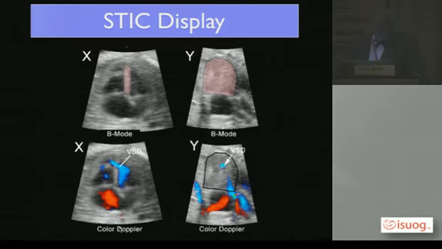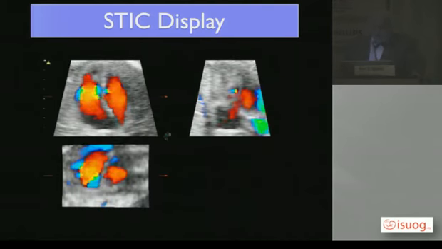Here's an example of a stick display. We have the 4-chamber view here, and I've outlined, just for representation, the interventricular septum. Here's the en-face view. Remember, this plane is perpendicular to this plane right here. Here's a corresponding color image of the same acquisition. We see the shunting VSD here, and here we see the location of the VSD in the entire septum. Again, this provides us two planes that are perpendicular to each other. Here's just a clip of that sequence.